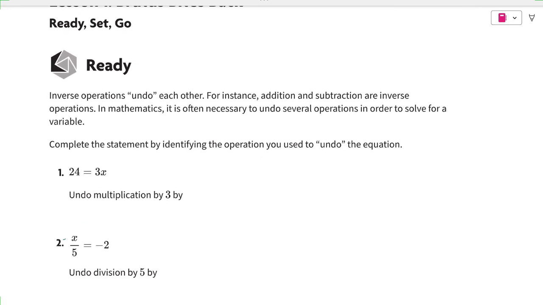So the Ready section of this tells us inverse operations undo each other. For instance, addition and subtraction are inverse operations. In mathematics, it is often necessary to undo several operations in order to solve for a variable. So this set of problems wants us to complete the statement by identifying the operation used to undo the equation.